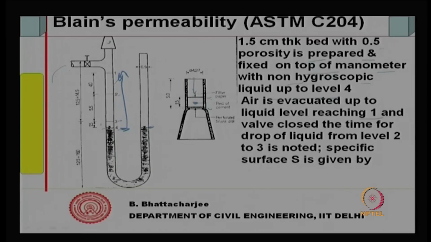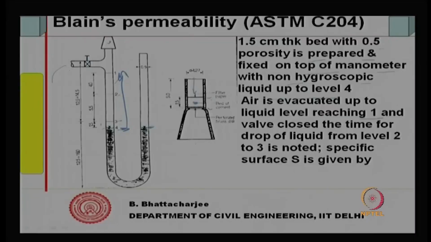This is simply done manually by using a small pump, like the horn of a cycle rickshaw or something like that. Or maybe suck it by mouth or something of that kind. So, simply this is evacuated so that this manometric liquid reaches 1. Usually it is kerosene or something of that kind, I mean a non hygroscopic liquid which will not absorb water, and then just suck up to 1.